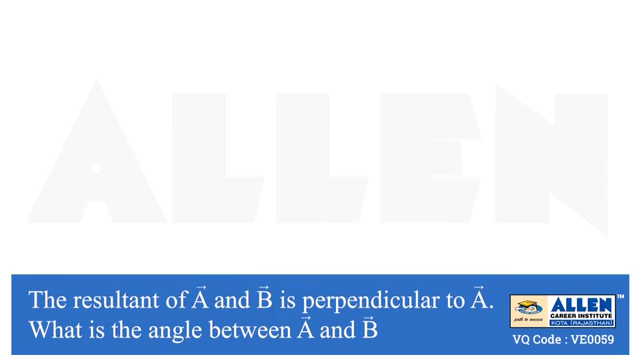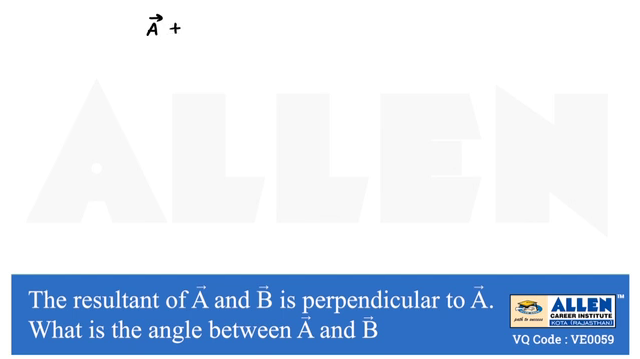The resultant of A vector and B vector is perpendicular to A vector. What is the angle between A vector and B vector? Here we are discussing two vectors, A vector and B vector, and the given condition is the resultant of A vector and B vector.